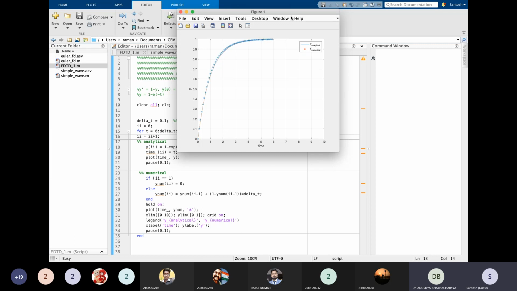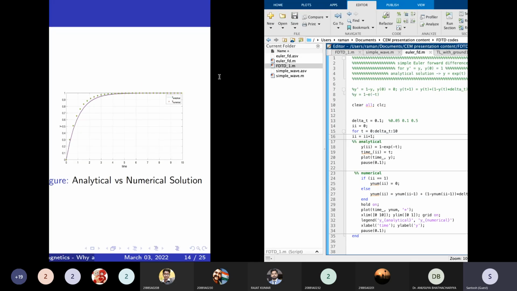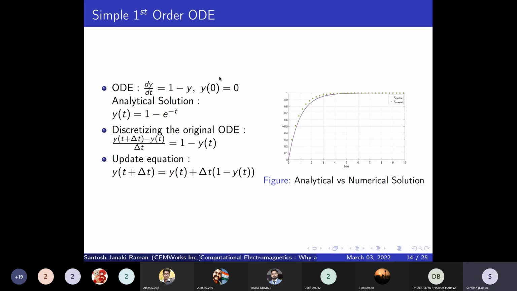Correct. Now this was a simple first order ODE. Maybe you'd be thinking, why am I going through something as basic and simple as this? But the point is this: you can actually explain a lot of complex processes by building on some simple such numerical routines, and you'll be fascinated by the results that you get.